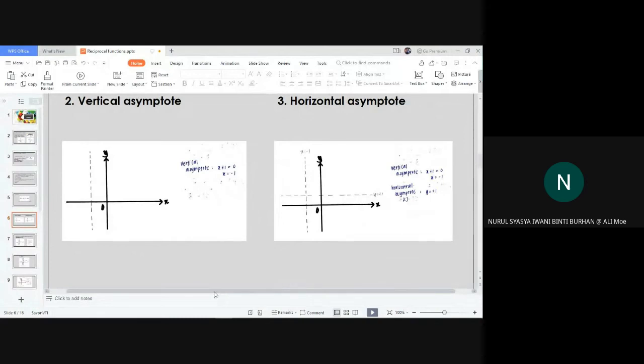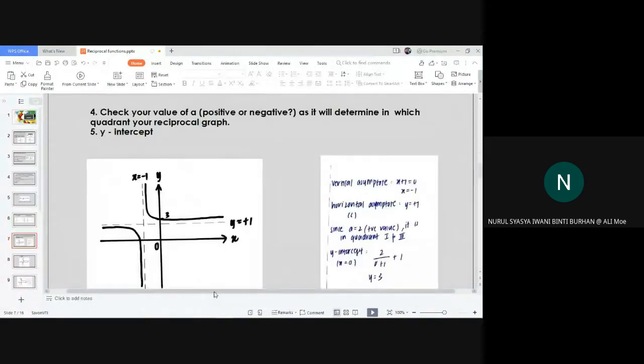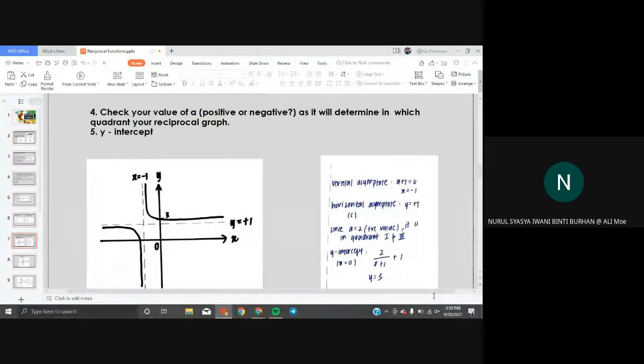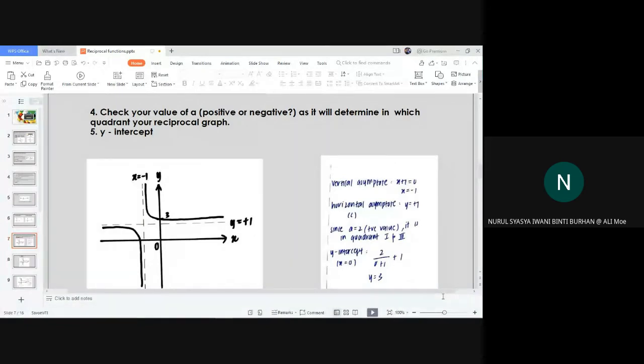And the fourth step is, before we sketch our graph, we need to make sure to check our value of A. Kita tengok A kita sama ada A kita tu positif or negatif. And once again, value of A ni sangat penting sebab it will determine in which quadrant our reciprocal graph will be. So, since our value of A is positive 2, our graph will be in quadrant 1 and quadrant 3.